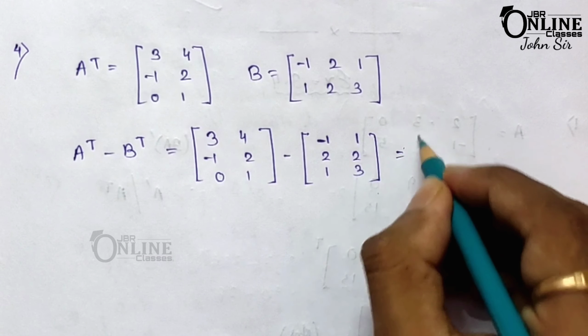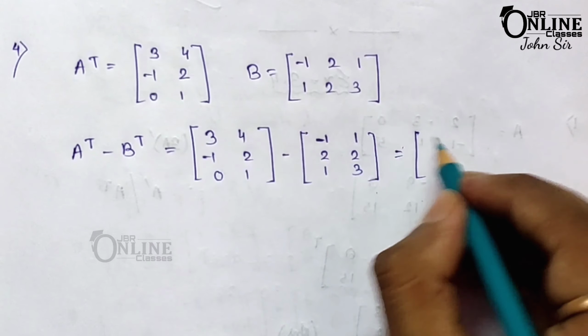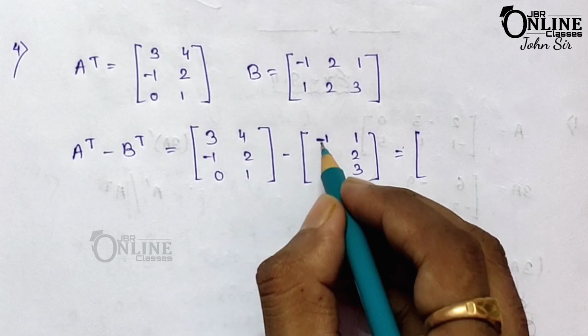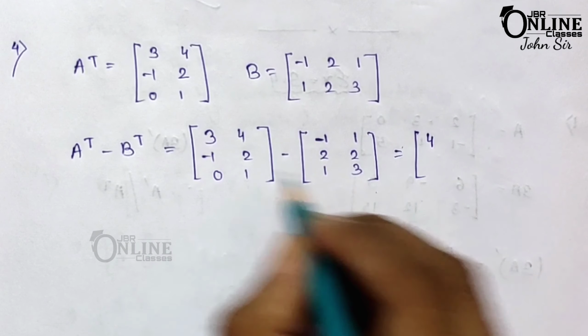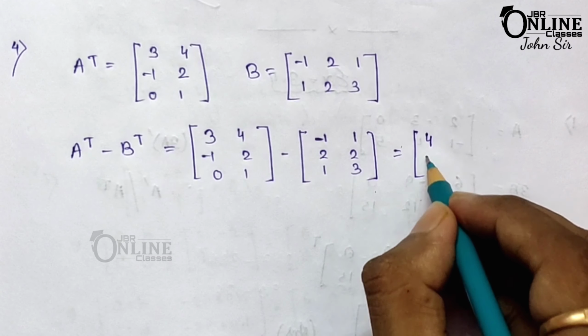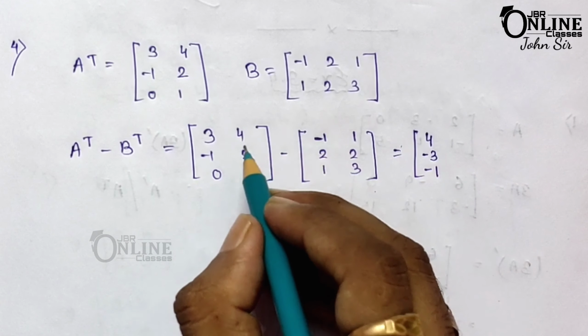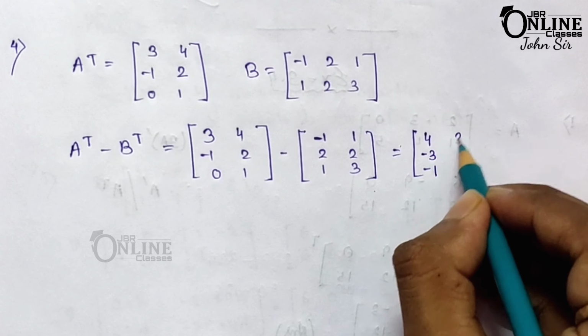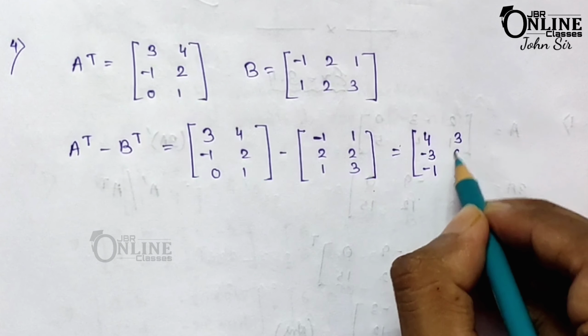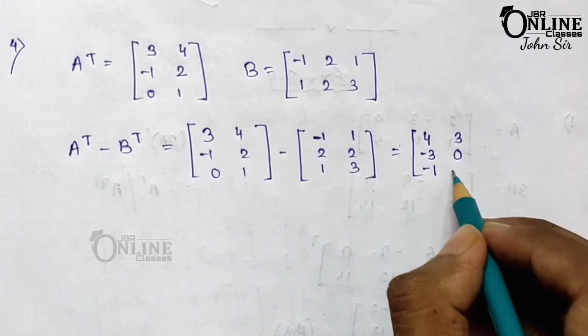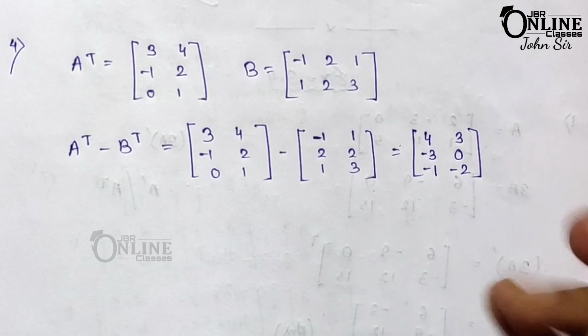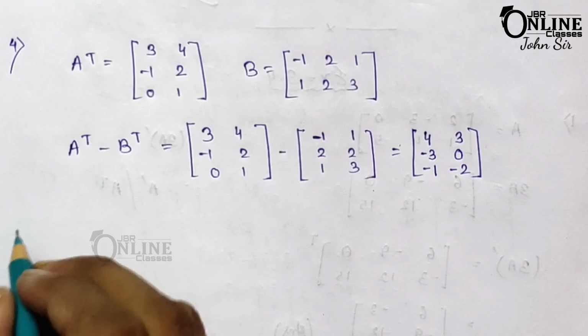Now if you subtract this matrix from this one, so 3 minus and minus, it will be plus, so it will be 4, then minus 1 minus 2, it's minus 3, 0 minus 1, it will be minus 1. Next 4 minus 1, that equal to 3, 2 minus 2, that equal to 0, and 1 minus 3, that equal to minus 2. So that is your answer.